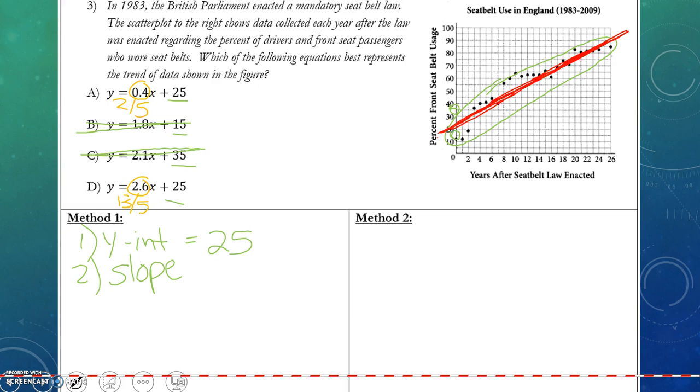So these slopes are rather different because the slope of A has a smaller rise than it does a run, and the slope of D has a larger rise than it does run. So I should be able to figure out if this graph has a larger rise or a larger run. So I am just going to take 2 points, so we'll say right there and right here.